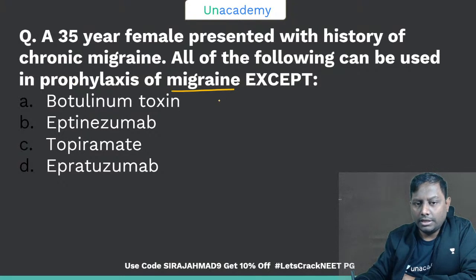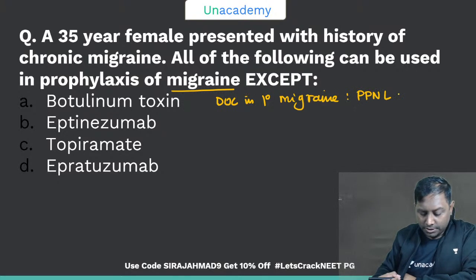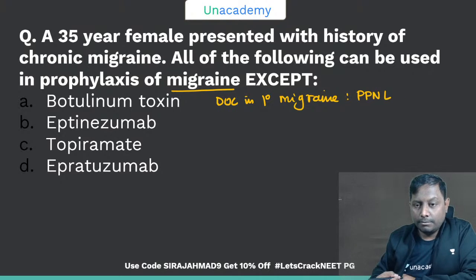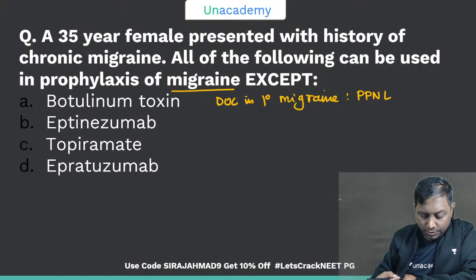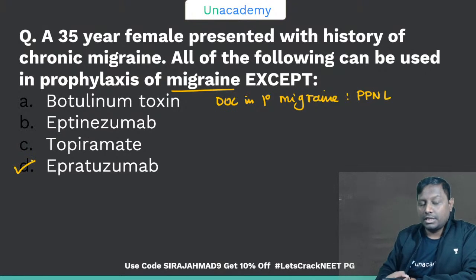I'm sure all of you are aware that the drug of choice in the prophylaxis of migraine is propranolol. Students have already started answering this, and they are giving the correct answer, very good. That is Epratuzumab. Epratuzumab is the correct answer.